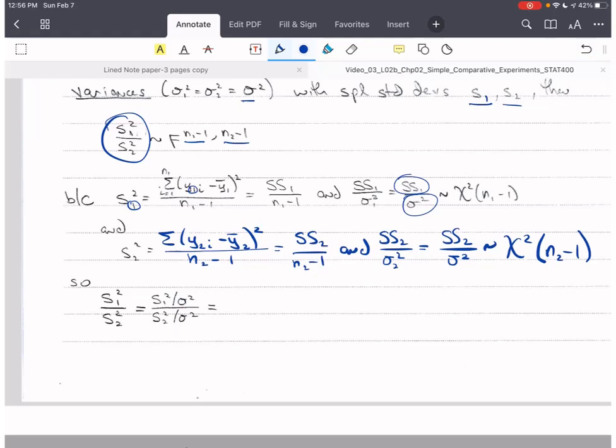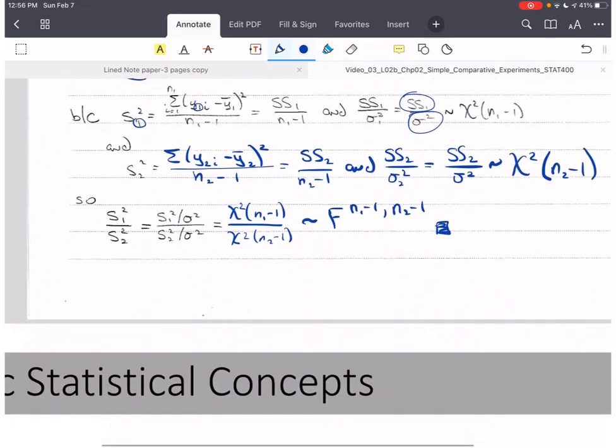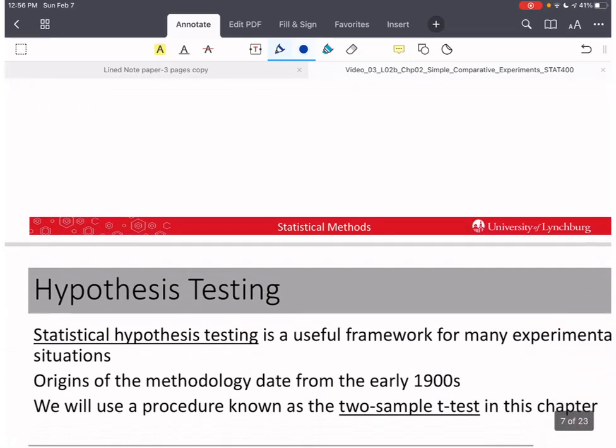And so this is going to be a chi-squared with n1 minus 1 degrees of freedom over a chi-squared with n2 minus 1 degrees of freedom, which gives me an F distribution with n1 minus 1 in the numerator, n2 minus 1 degrees of freedom in the denominator. And so that is how we show that, using what we've shown up here previously with our transformations. Okay, so looks like I didn't need this page.